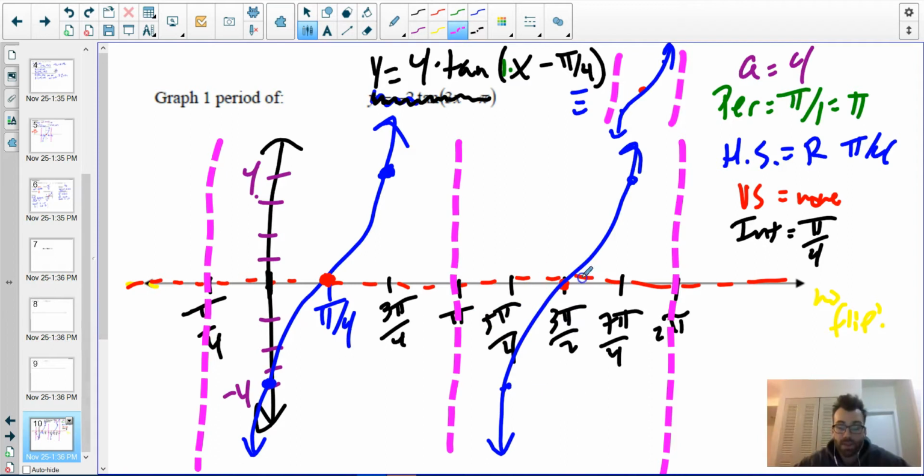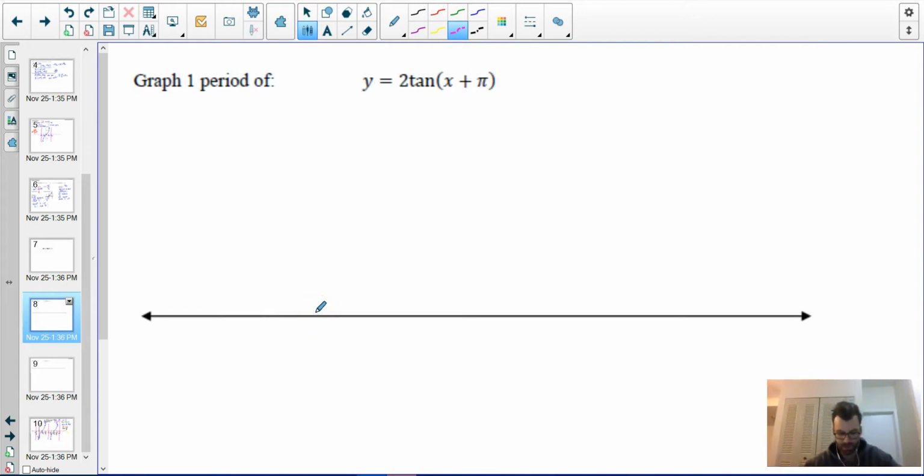All right, so that's my first one. Remember, just identify your key features first. Apply your period or your horizontal shift. Remember that horizontal shift shifts your middle point. All right, let's go back to number one now, the first example.